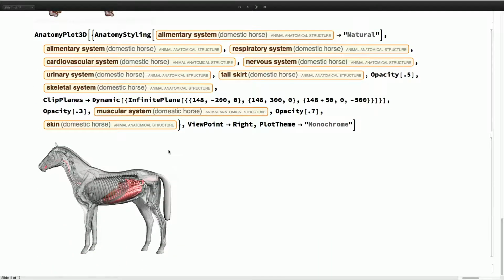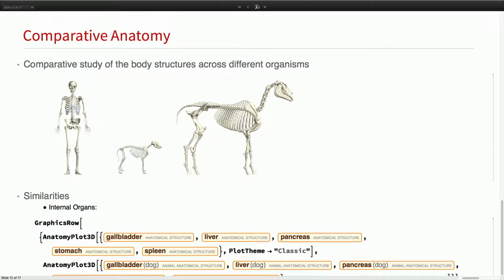And similarly, here we expose the internal structure of the horse, but in this case, we use monochrome style to emphasize the natural color of alimentary organs. So now we do have access to all the tools and functions. Let's take a look at comparative anatomy areas.